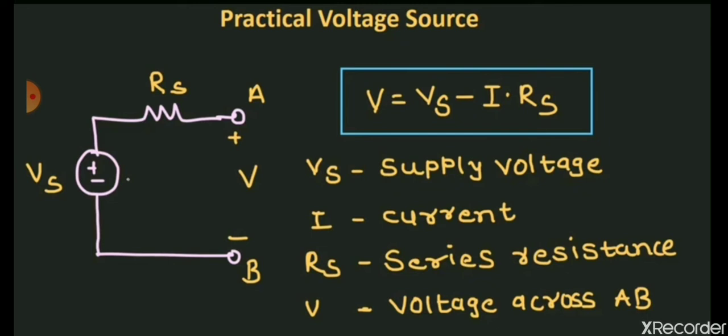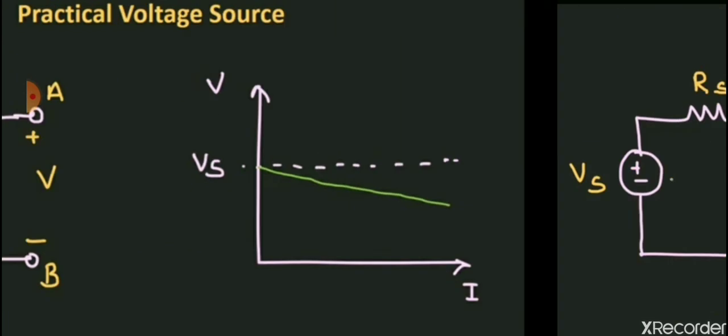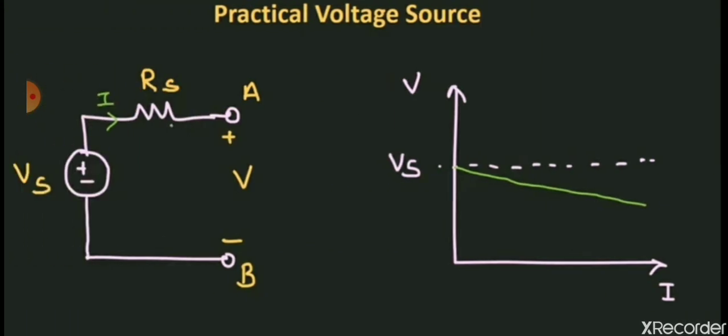So it is clear that this voltage across AB, or the voltage across the load, is always less than the supply voltage because of the voltage drop across the series resistance. So when we see the voltage and current characteristics, we find that the terminal voltage in a practical voltage source goes on decreasing when the load current increases.